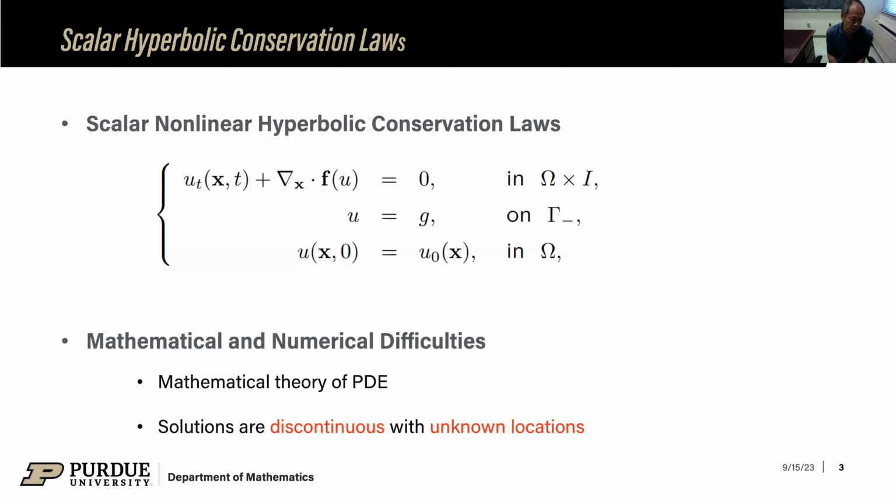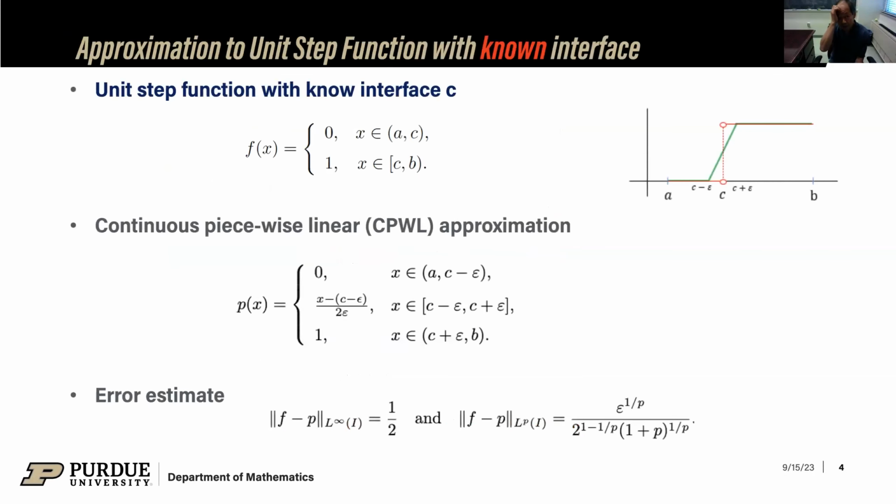Discontinuity is not bad in terms of approximation theory, but when the interface or the location is unknown, then it's much more difficult. So let me use a very simple example to show that. Suppose we have a step function in 1 dimension. If we knew the interface c, then I can approximate this step function by a piecewise linear function very well.